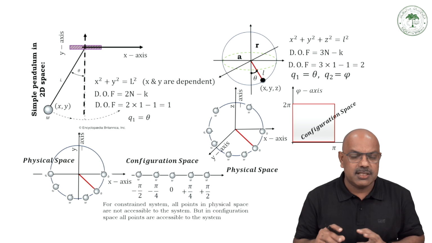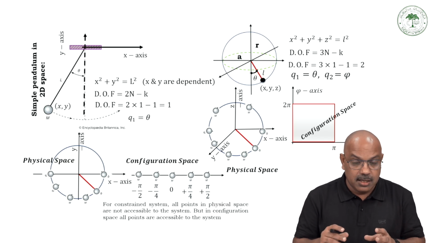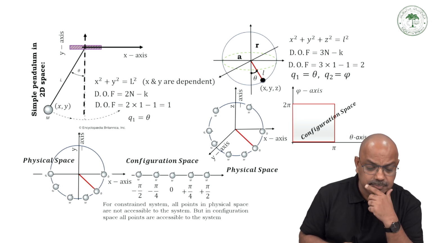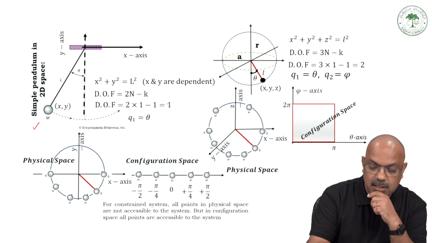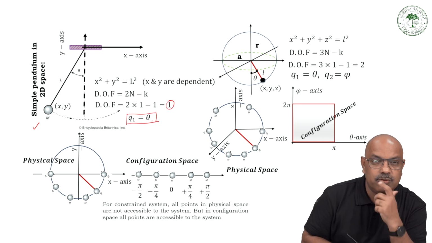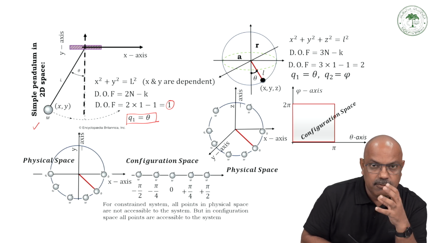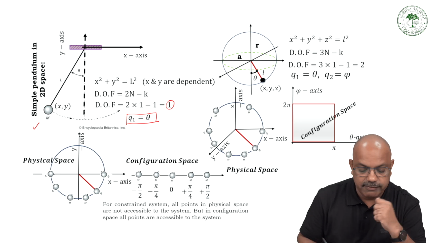So let's try to understand what we basically mean by the configuration space. For example, consider the simple pendulum in two-dimensional space. The degree of freedom is 1, and my generalized coordinate is theta, through which we can uniquely define the configuration of the system. But let's look at the two different spaces: the physical space and the configuration space.